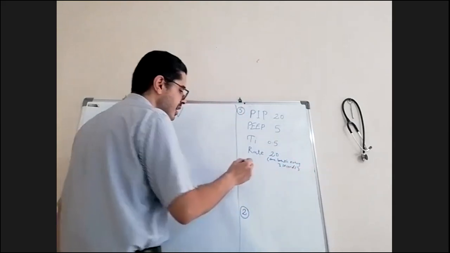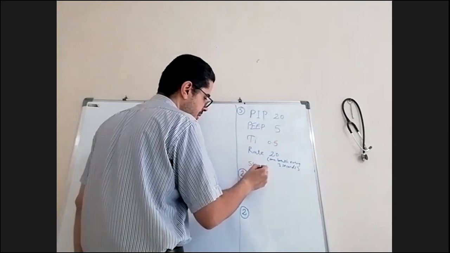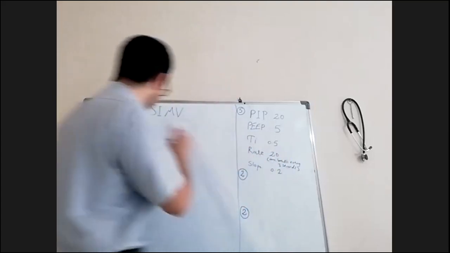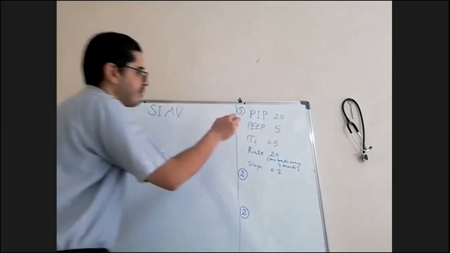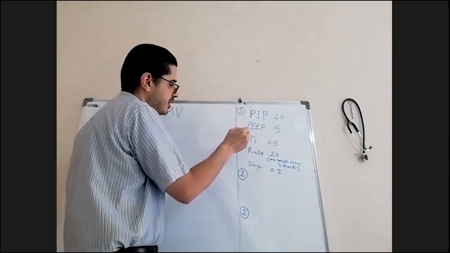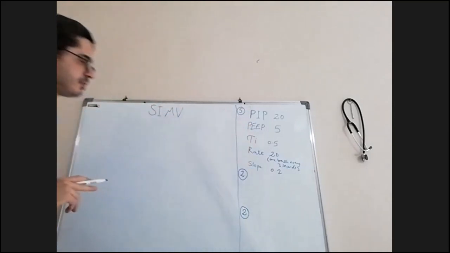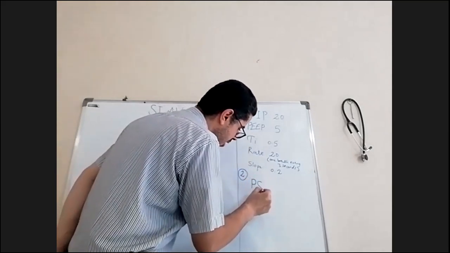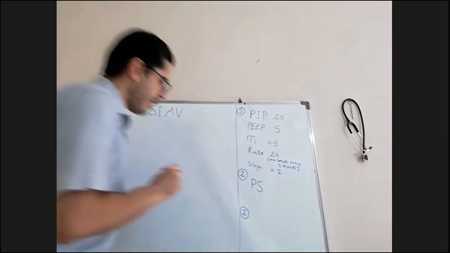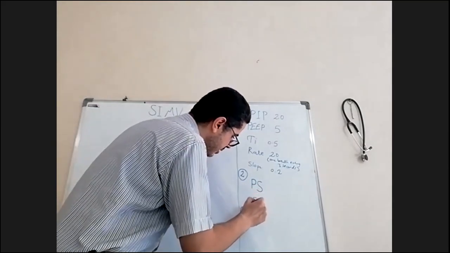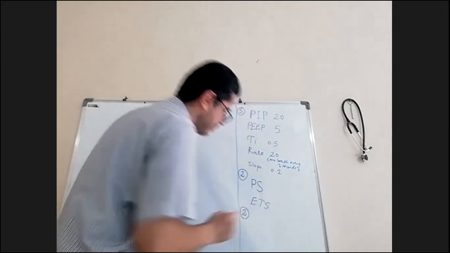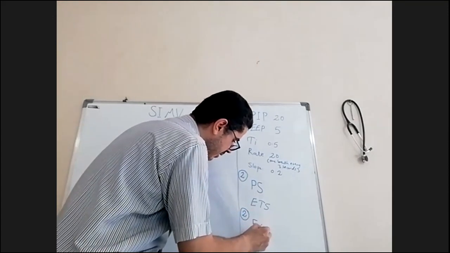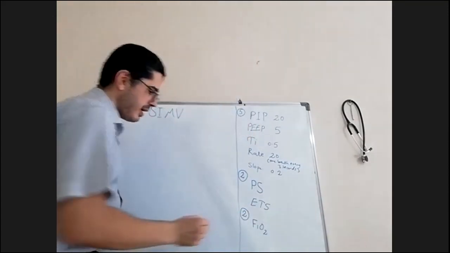The fifth one is the slope. Slope usually we put as 0.2. I will tell you what the slope is when we come to the graph. So these are the first 5: peak inspiratory pressure, PEEP, TI, rate, and slope. The next 2 are pressure support, how much pressure support you will give, and ETS, expiratory trigger sensitivity. Then next are FiO2 and trigger.